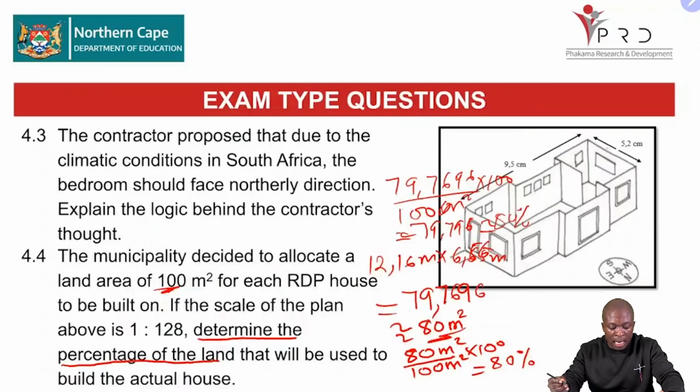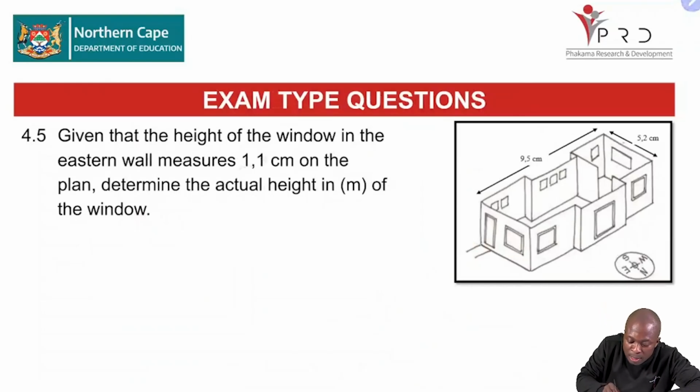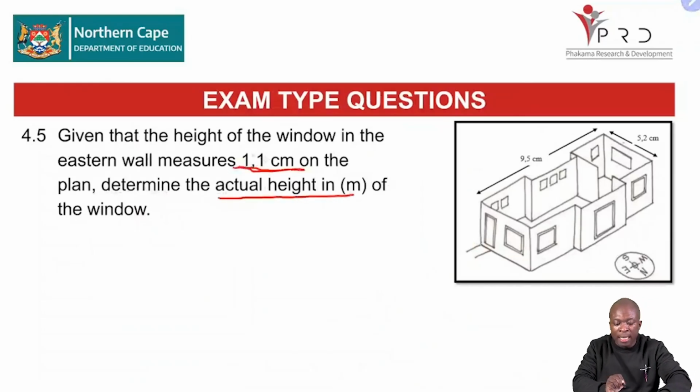So let's look at the next question. It says, given that the height of the window in the eastern wall measures 1.1 centimeter on the plan. 1.1 centimeter highlighted. After that, the examiner says you are supposed to find the actual height, and your answer should be in meters. I want you to spend time and answer this question. I'm giving you 4 minutes. Work on it, then we come back and discuss the answer together.